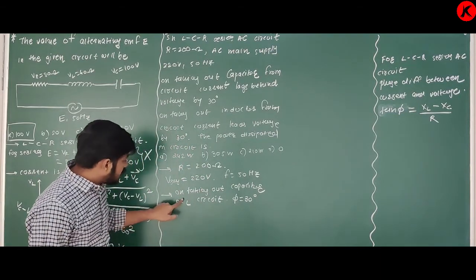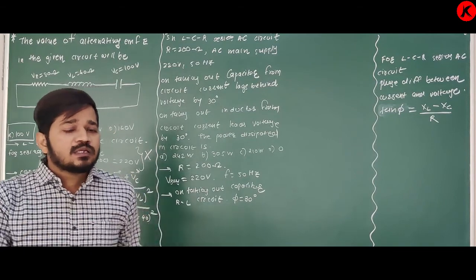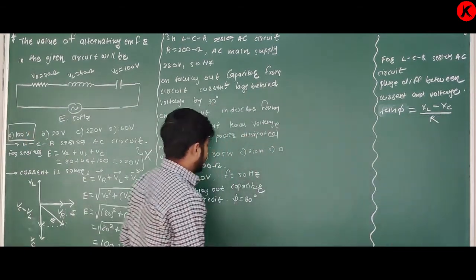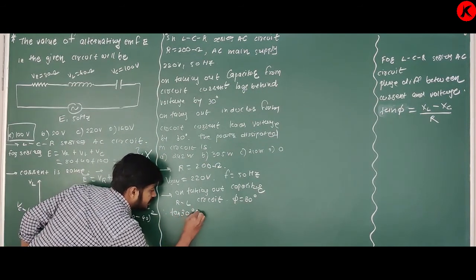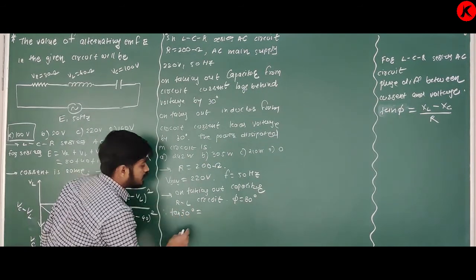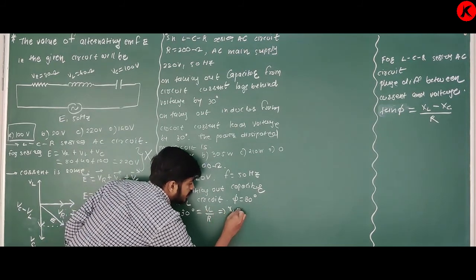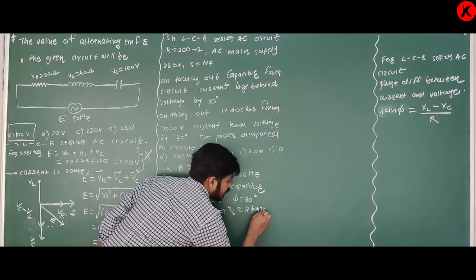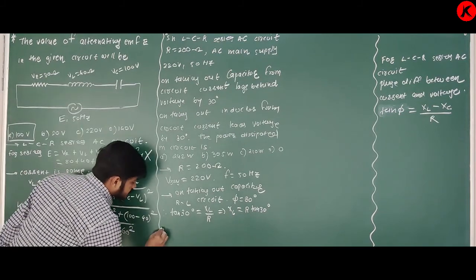If you are given RL circuit, means no capacitor, no capacitance means no XC. Then I can write tan phi, and you are given 30, so tan 30 is equal to XL upon R. So what is XL? XL is equal to R tan 30. Any doubt? Okay. Next one.